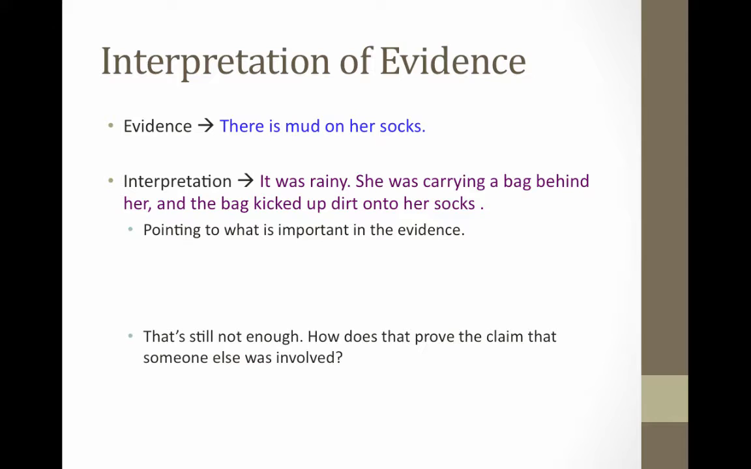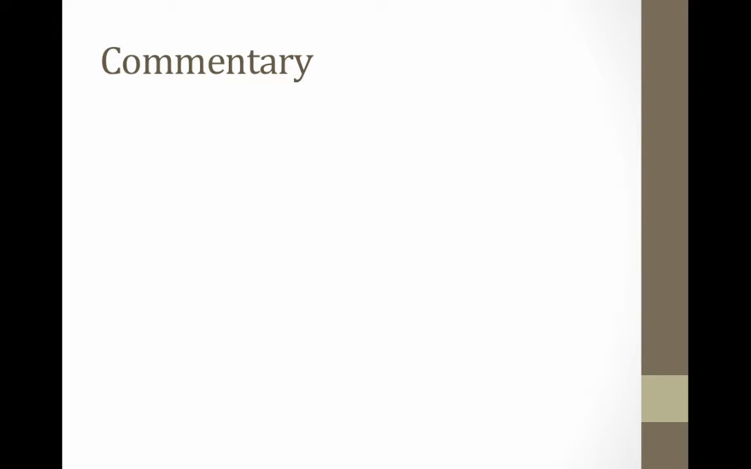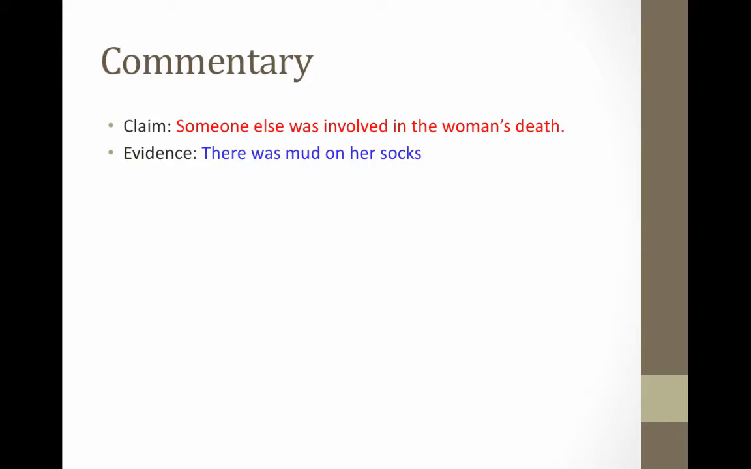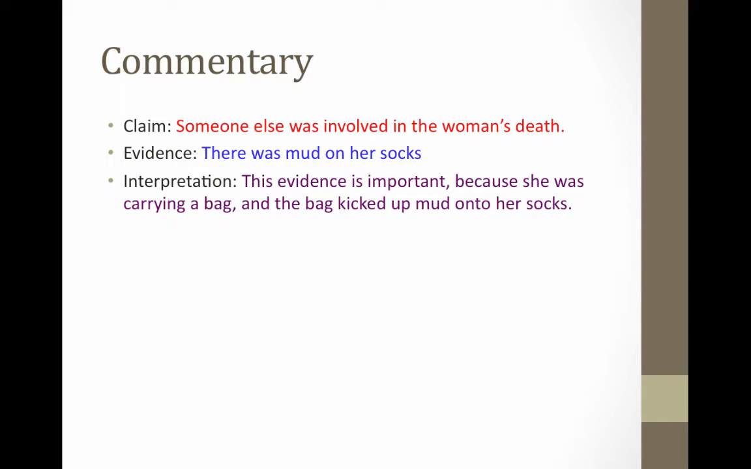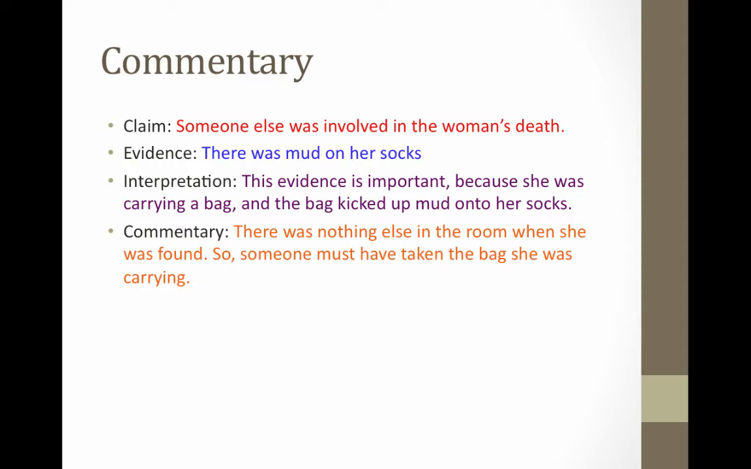And so the last question is, how does that prove his claim that someone else was involved? So he's got to add some commentary to his interpretation. So again, his claim is someone else was involved in the woman's death. His evidence is that there was mud on her socks. His interpretation of the mud is that the evidence is important because she was carrying a bag and the bag kicked up mud onto her socks. Now he has to add his commentary. There was nothing else in the room when she was found, so that bag, somebody must have taken the bag that she was carrying. Now we can tell that someone else was involved because of the commentary.